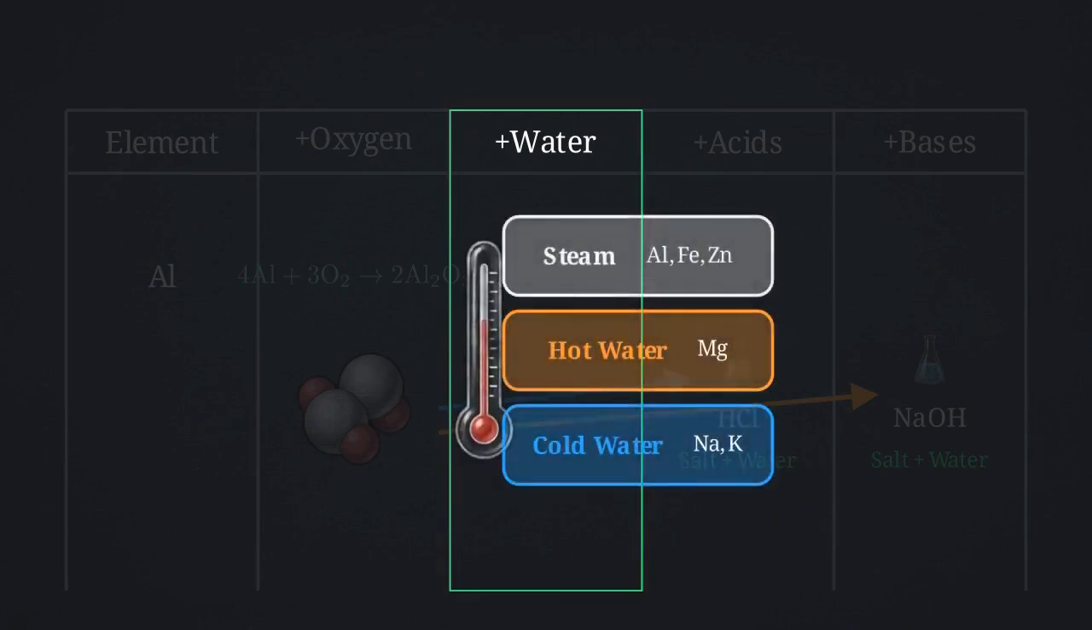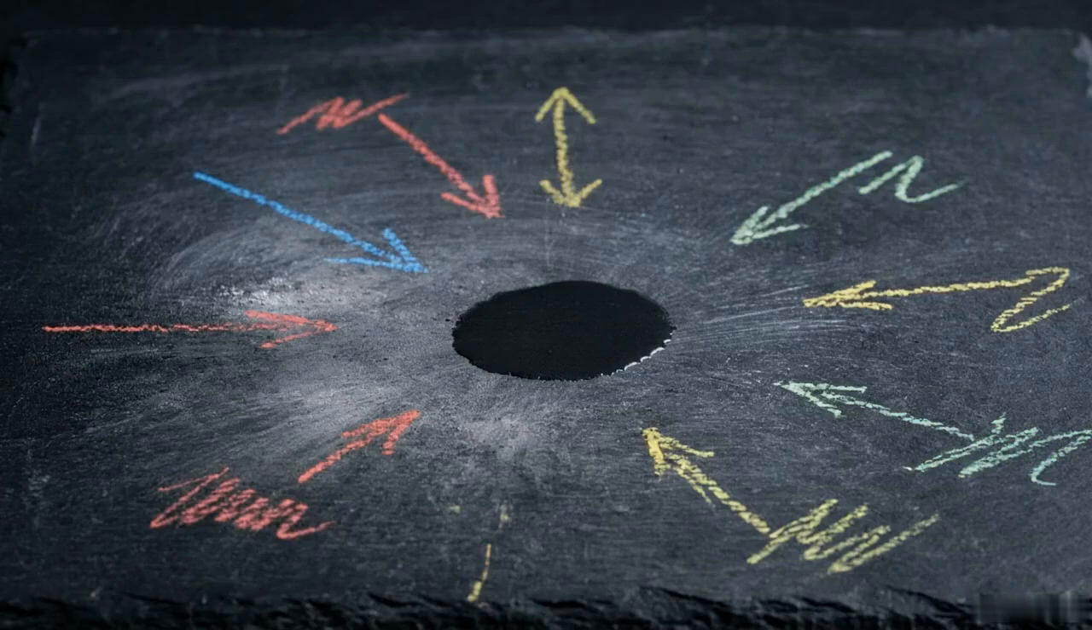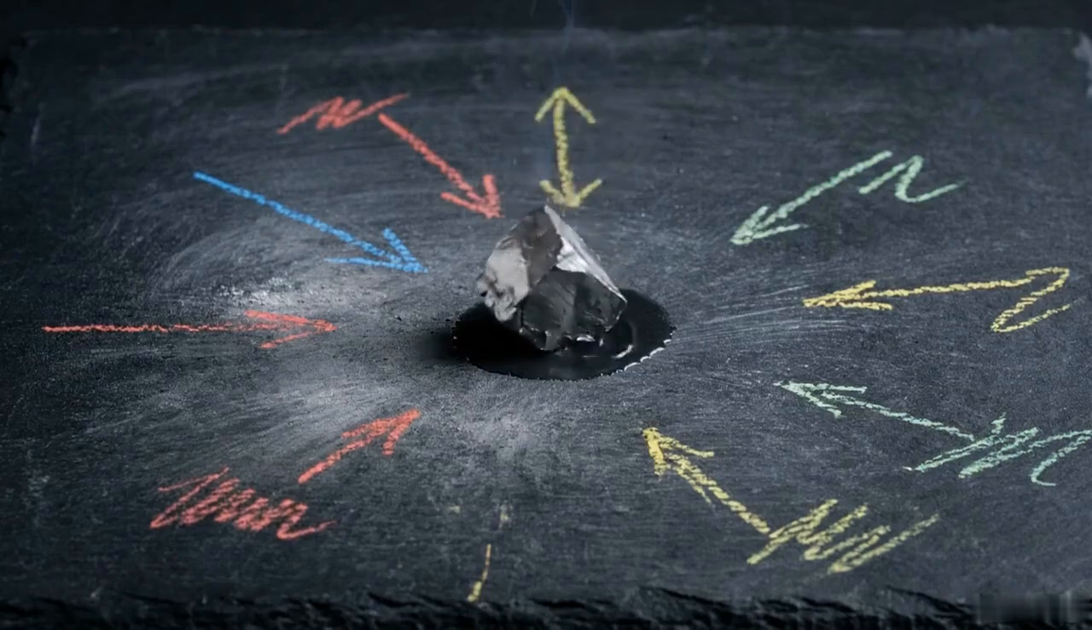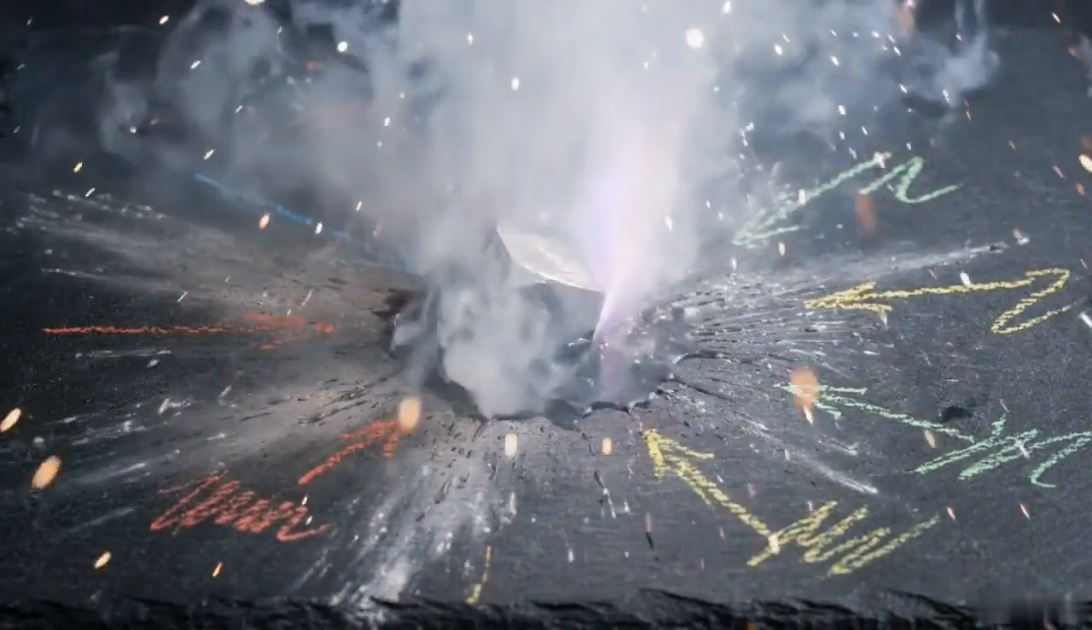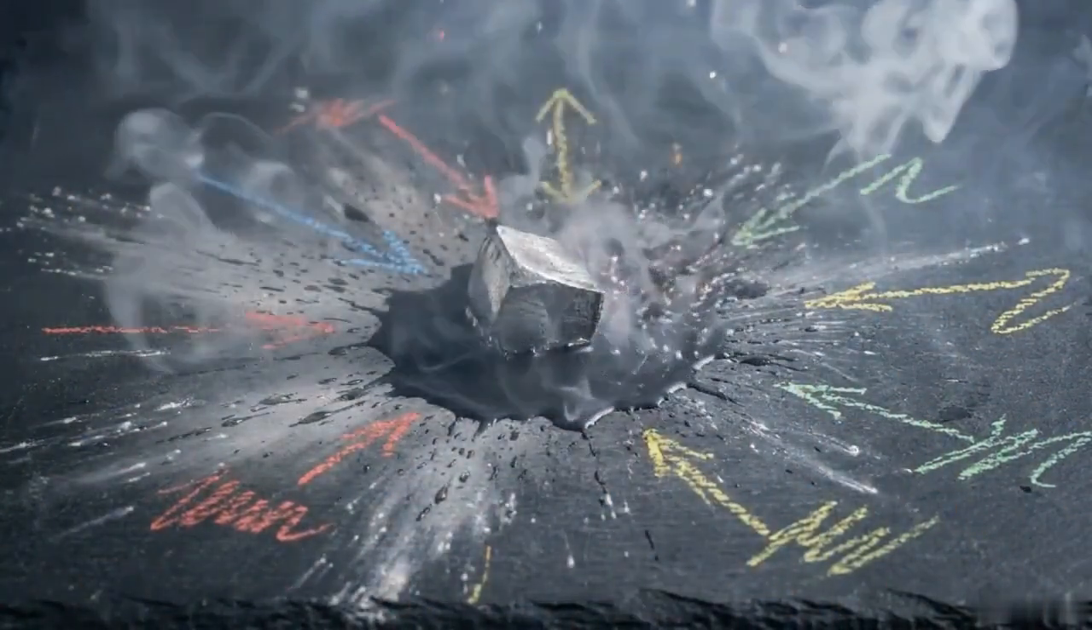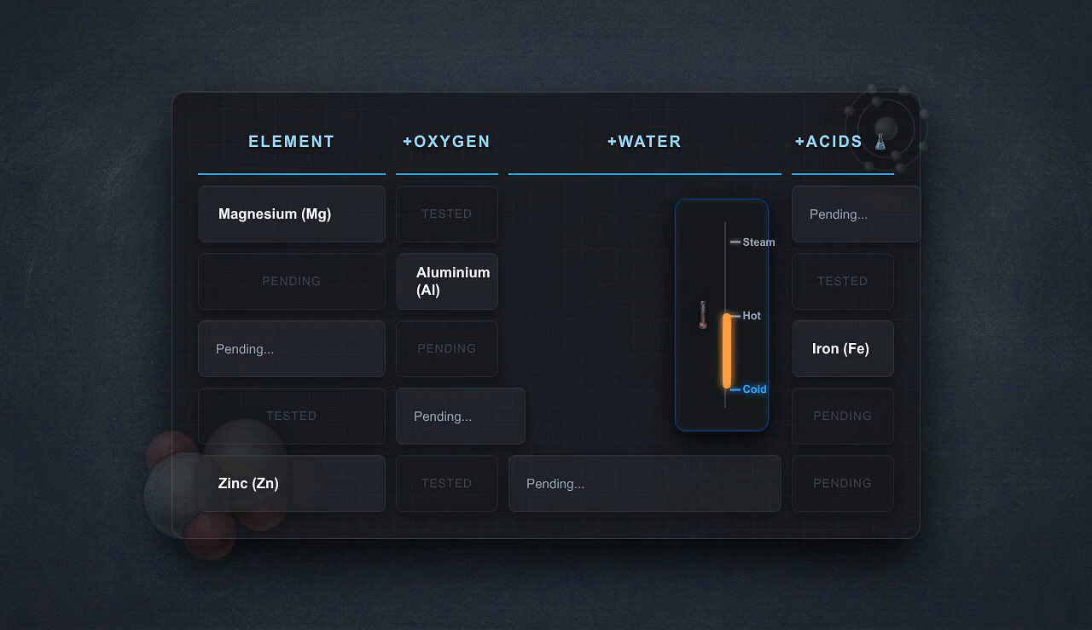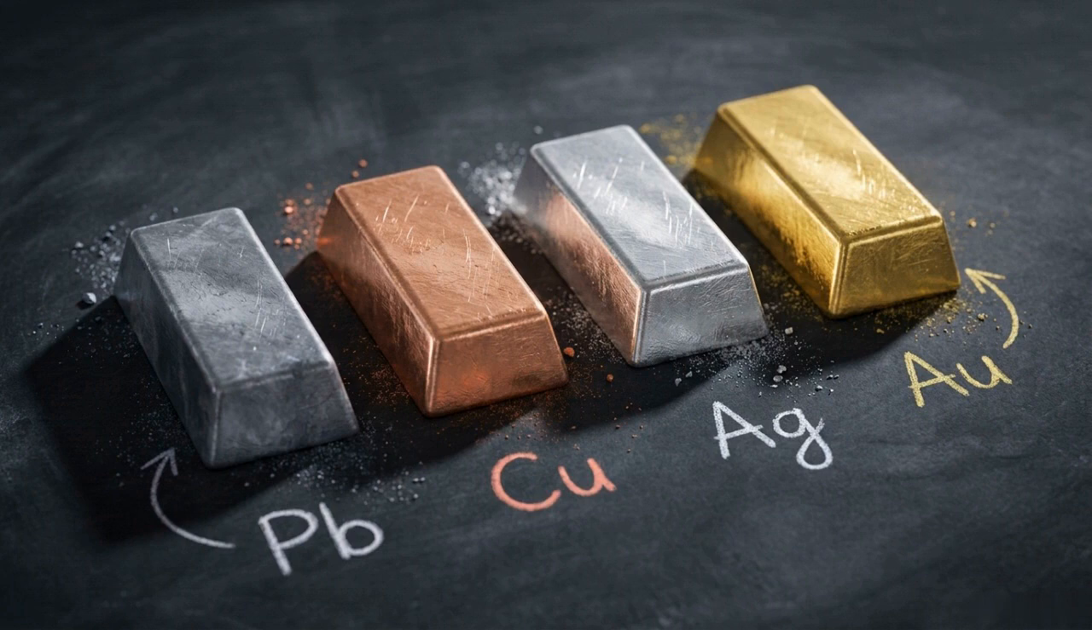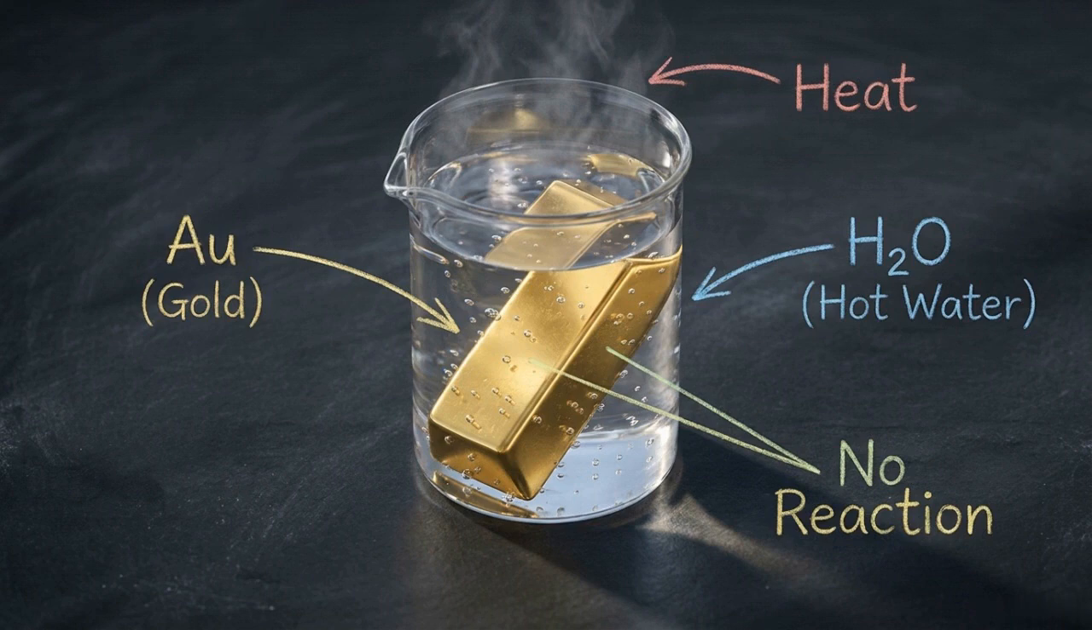Here, we use a thermal gradient, moving from cold water to superheated steam, to measure exactly how violently an element reacts. At the extreme high end of this gradient, potassium and sodium react with cold water so violently that the hydrogen gas evolved immediately catches fire. Looking at the updated temperature scale on this matrix, magnesium requires hot water to react. Drop further, and metals like aluminum, iron, and zinc will only react with steam. Finally, we find the inert anchors at the bottom: lead, copper, silver, and gold. They do not react with water at all, regardless of the temperature.